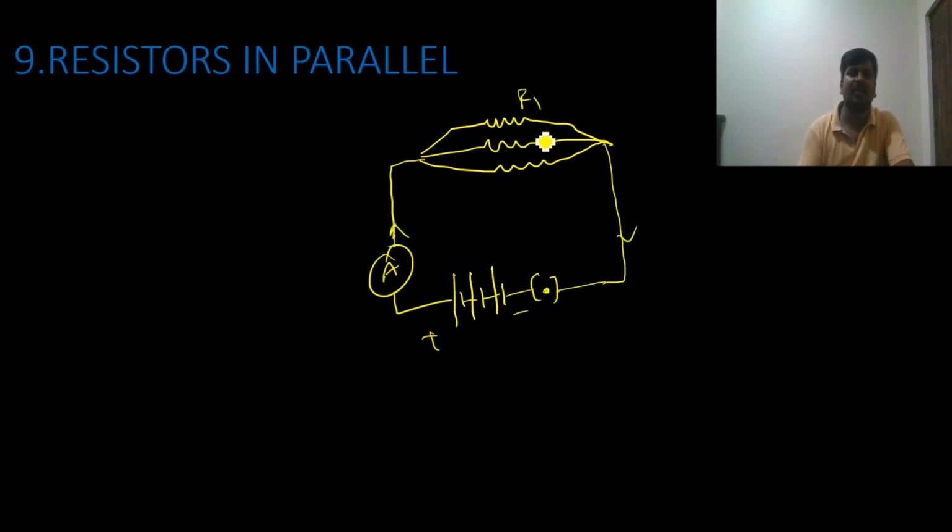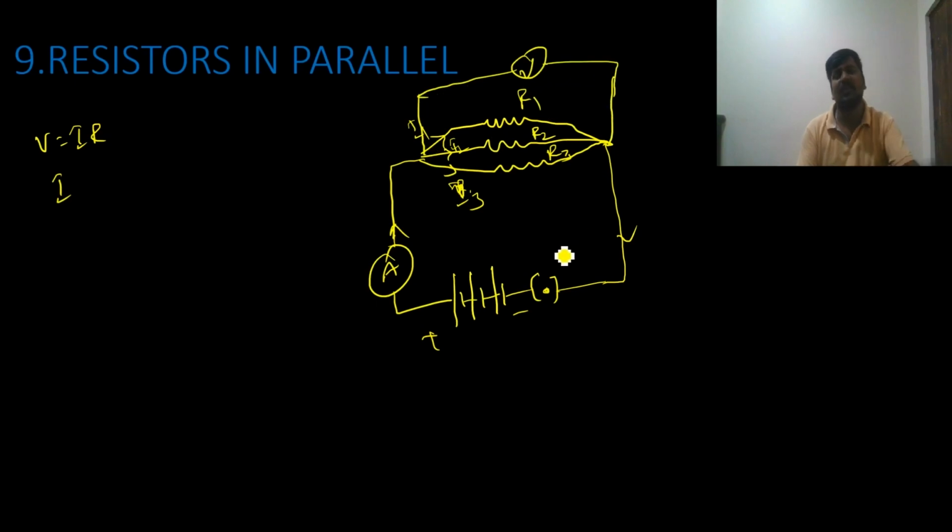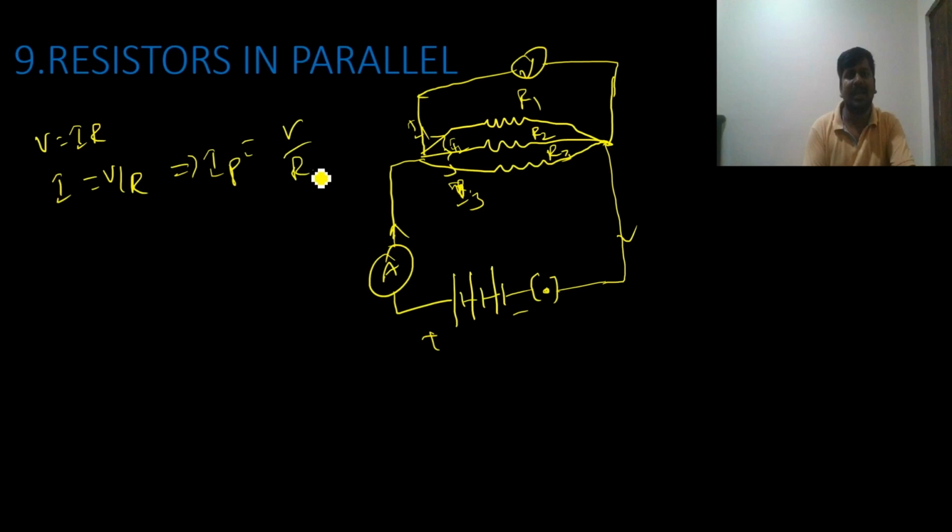So here we have R1, R2 and R3. When the current comes here, some division will be there: I1, I2 and I3. The current is dividing. From Ohm's law, V equals IR. The current divides, but the potential difference will be the same throughout the circuit. So I equals V by R, and for the parallel combination, I equals V by RP, because the potential difference is the same.